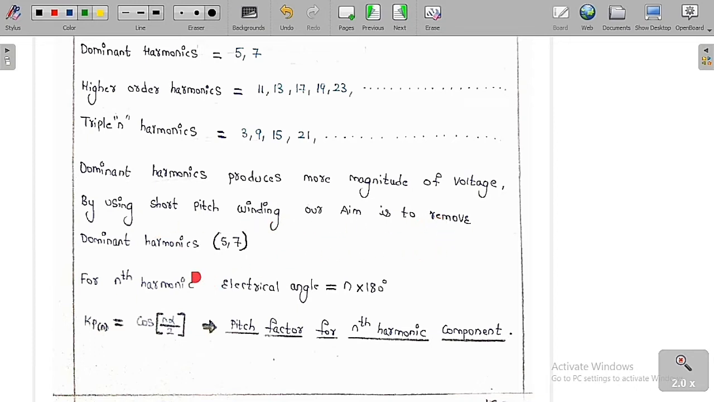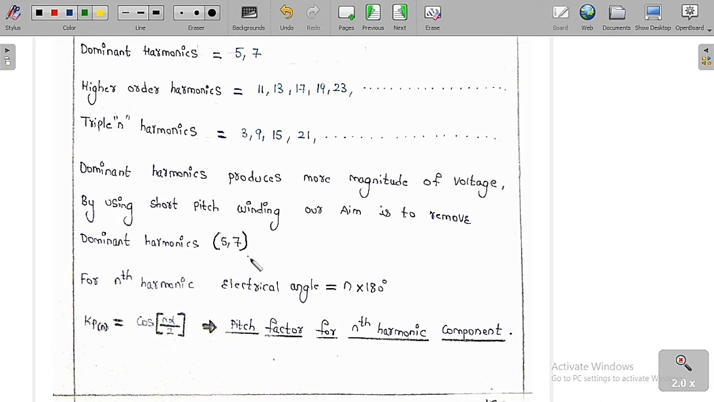Our aim is to remove these dominant harmonics, which are the 5th and 7th. These dominant harmonics produce more amount of voltage, and by using the short pitch winding, we are going to remove these most dominant harmonics. Because of these 5th and 7th harmonics, more voltage gets induced, and because of that, the speed is going to decrease.